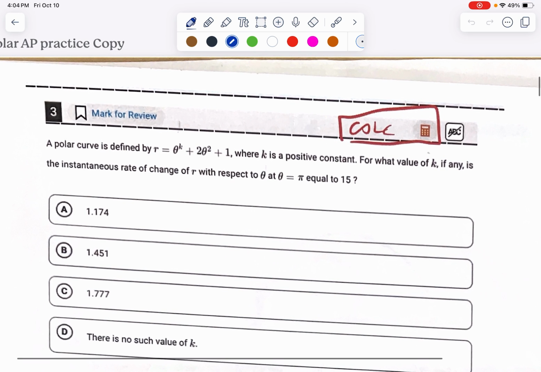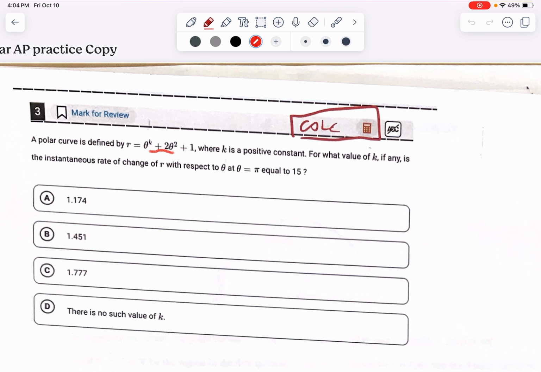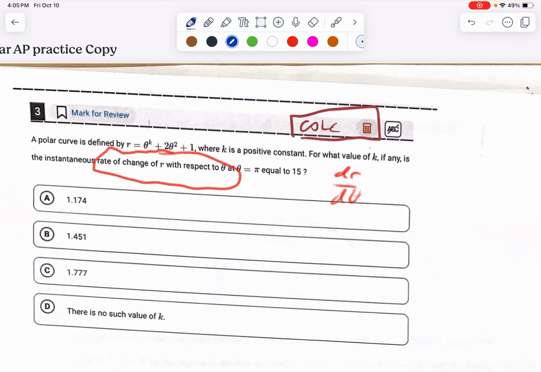Okay, this first one, we are given a polar curve. K is a positive constant, we don't know. And for what value of K, if any, is the instantaneous rate of change of R with respect to theta at theta equals pi equal to 15? So let's just notice here, this is literally the rate of change of R with respect to theta, dr d theta. This is not slope. This is just what do we get when we take the derivative of R. So that would be K times theta to the K minus 1 plus 4 theta.